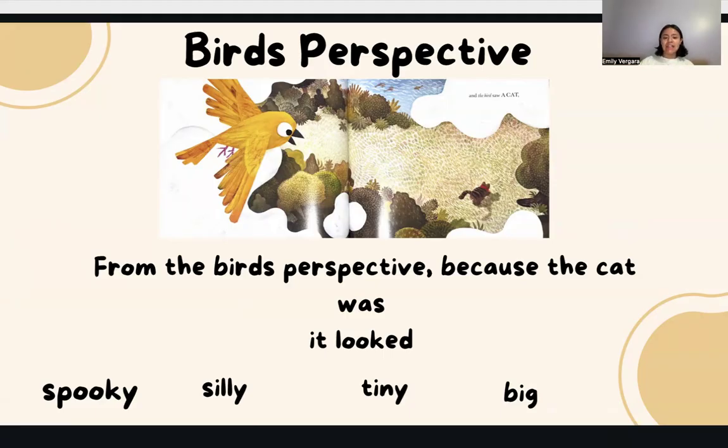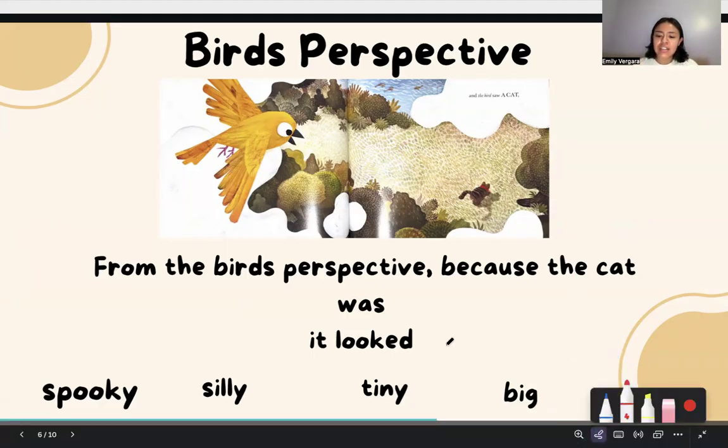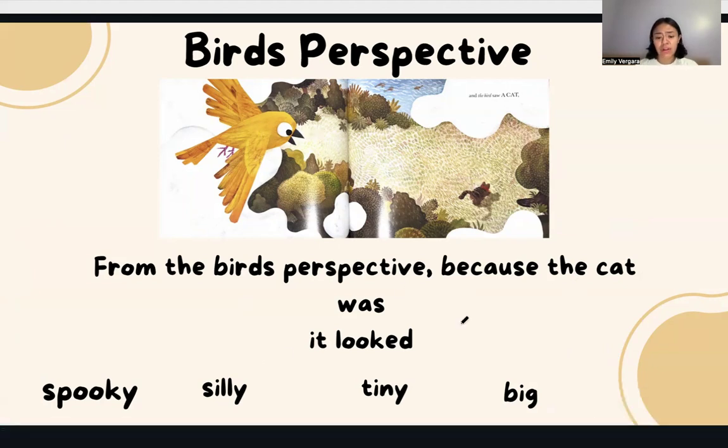Now we're gonna use tiny and silly. From the bird's perspective, because the cat was tiny, it looked silly. Now, this description of the cat connects more to what the picture is showing us because the bird is really far away from the cat, and the bird doesn't seem scared at all. It kind of might even look like it's smiling because the cat was tiny, it looked silly.